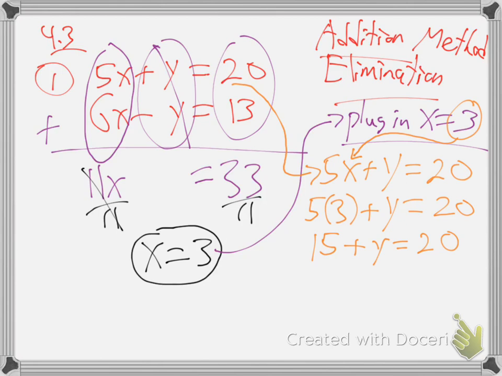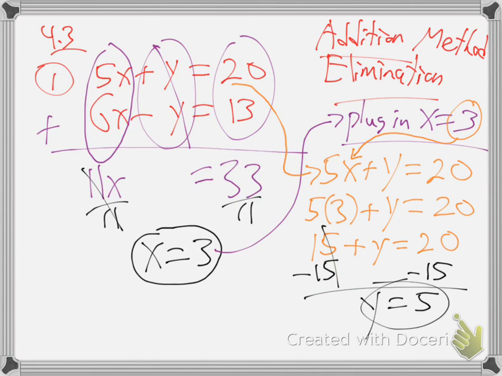And how do we get y alone? Last step here. Just subtract the 15 from both sides. Boom. Y is 5. We are done. We got x, we got y. X is 3, y is 5.